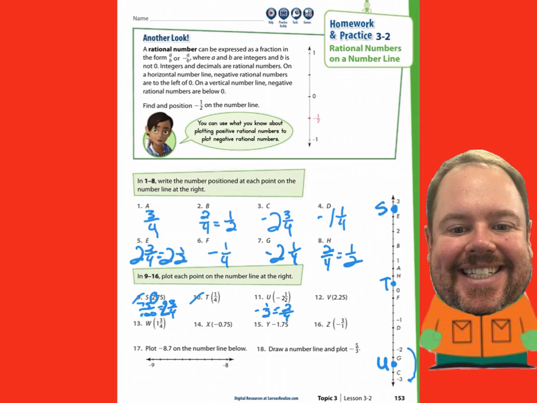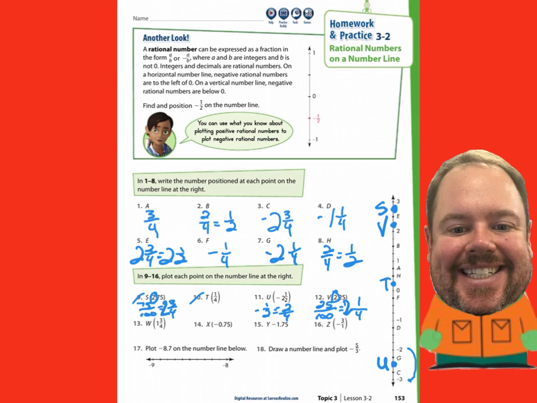And then V, we have 2 and 25/100ths. So our decimal is 25/100ths. And then if we reduce that, it would be 1/4. So 2 and 1/4. And we're doing 2 because that's what our whole number is. So at 2, I need to go 1/4 past it, and that is going to be V. Great job. So please hit pause right now and go do W, X, Y, Z, and then unpause when you're done to see where we're at.